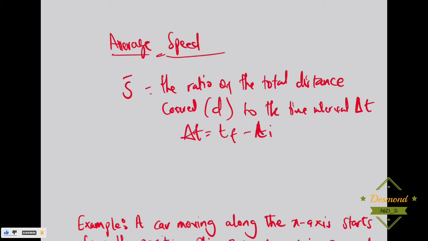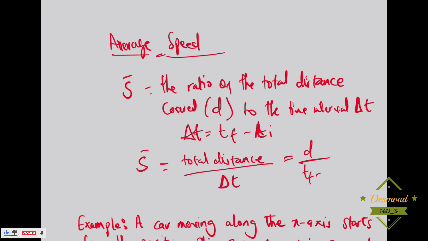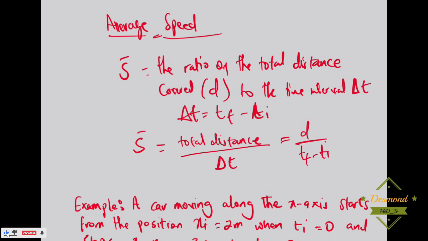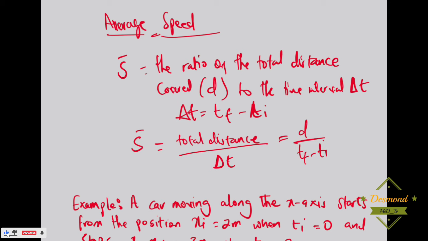So let's write the formula well. The formula of average speed is the total distance over delta t, so we have d over tf minus t initial. That is the formula for average speed.